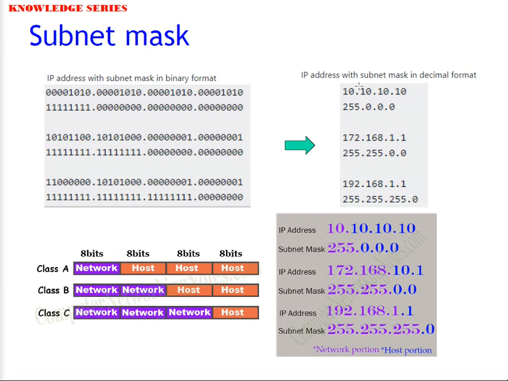So you should remember, I repeat again, for class A you should consider the first byte, for class B the first and second byte, and for class C the first, second and third byte. And these are nothing but your network masking. That is known as subnet masking. You see this one, this is a network, so that's why it is considered as a subnet masking.